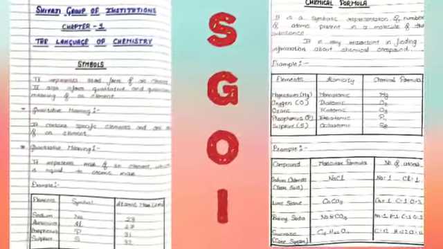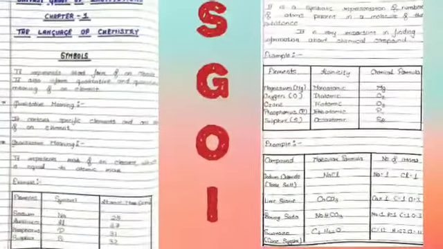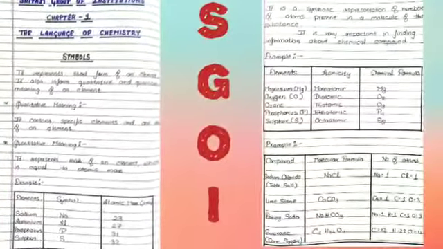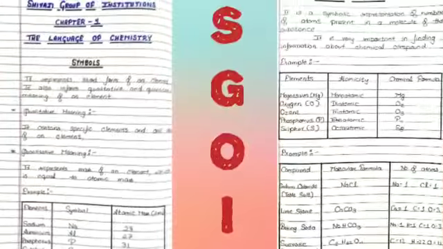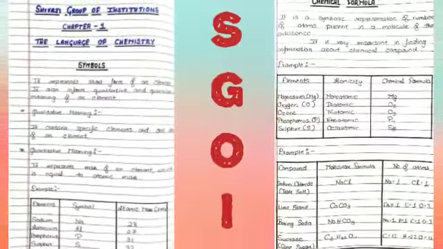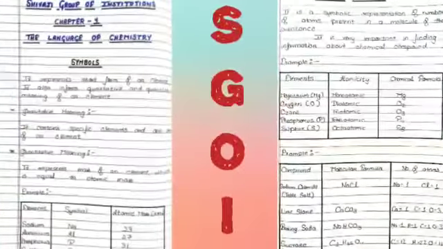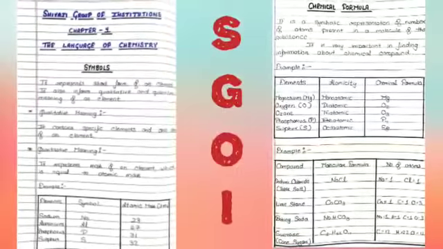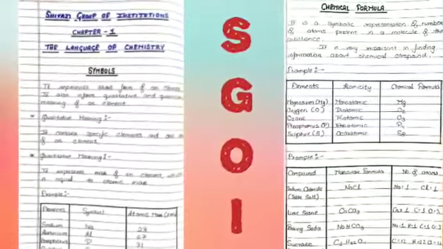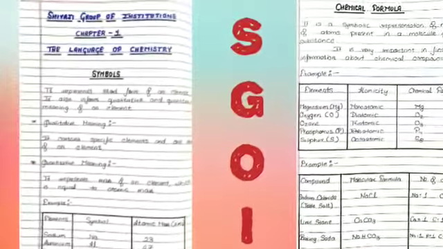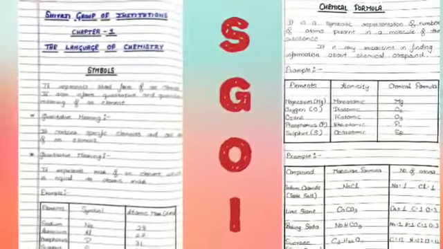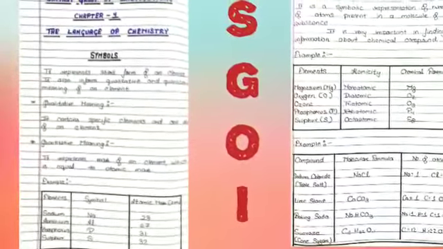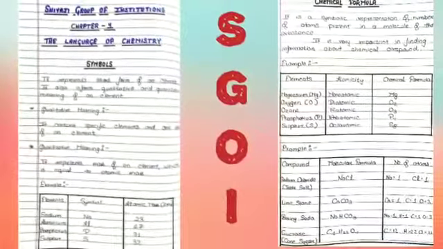Now, the next topic is chemical formula. Now pay attention. It is a symbolic representation of the number of atoms present in a molecule of that substance. It is very important in finding information about a chemical compound. The molecule of every substance has a specific representation. Now take some examples.